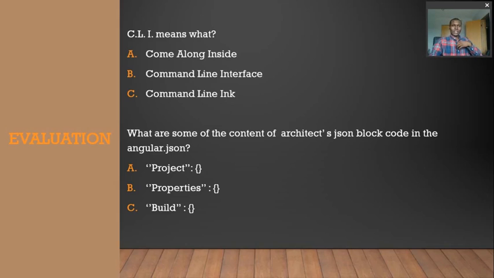B is it. Then for the second, what are some of the contents of the architect's JSON code block in our angular.json? Project, of course, is not there. Properties is not there. They're just above the architect's code block. And finally, C is an option. The build command, the build code block, is part of the architect's JSON code block.